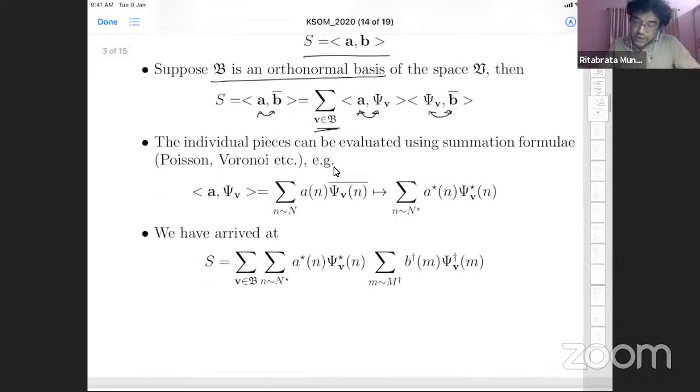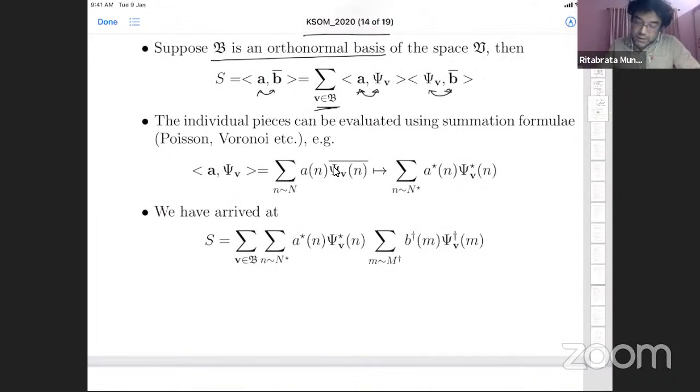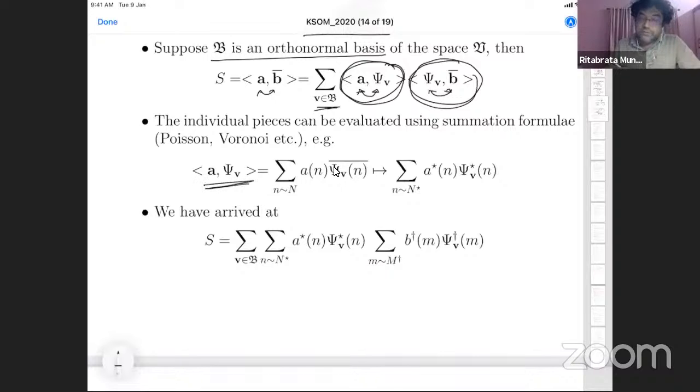Okay, so once we have such a basis, our plan will be to analyze these two sums separately. Here we have decoupled the sequence A from the sequence B. So now I want to apply some sort of summation formula that should be available to us to this inner product, to evaluate this inner product. So this is, by definition, this. And then by some summation formula, it gets transformed into something like this.